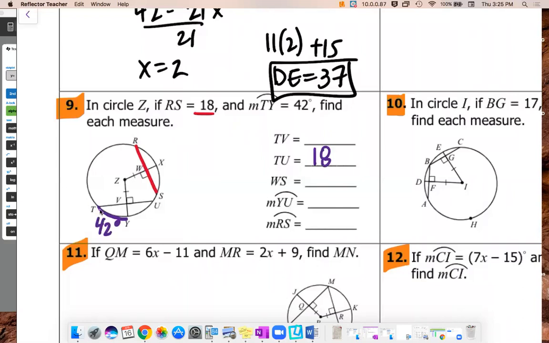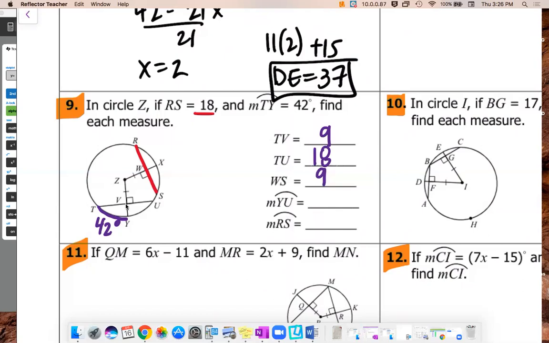And then I know that since this is congruent and perpendicular, it splits this entire arc and chord in half. So if this entire thing was 18, then this distance from T to V right here is going to be half of that, which is just going to be 9. Okay, and then WS is the same thing. So these are congruent and perpendicular. So that means it cuts this in half. Whole thing was 18. So WS also has to be 9 because it's just halfway. And then you want to find the length of YU.